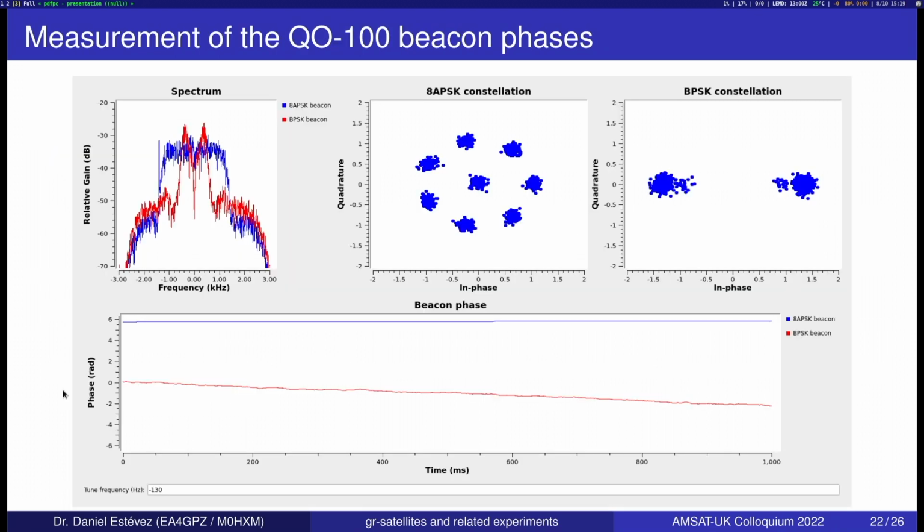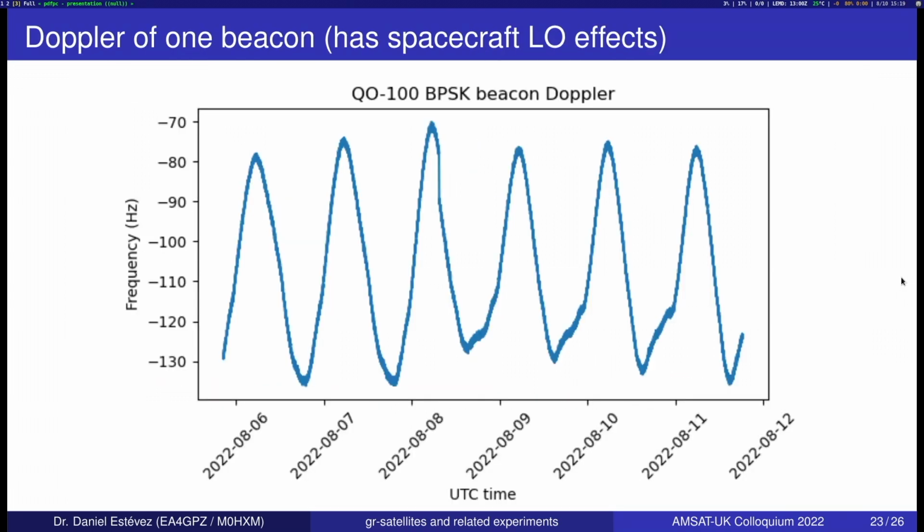So this is how the phase measurement experiment looks like, and we can see here the constellation of the 8 APSK beacon. This is on my station, so it's less noisy than on Florian's. I have a 1.2 meter dish, and the BPSK constellation. And then the data we get from this, if we measure just the Doppler of 1 beacon, so this is the BPSK beacon, we get a plot like this.